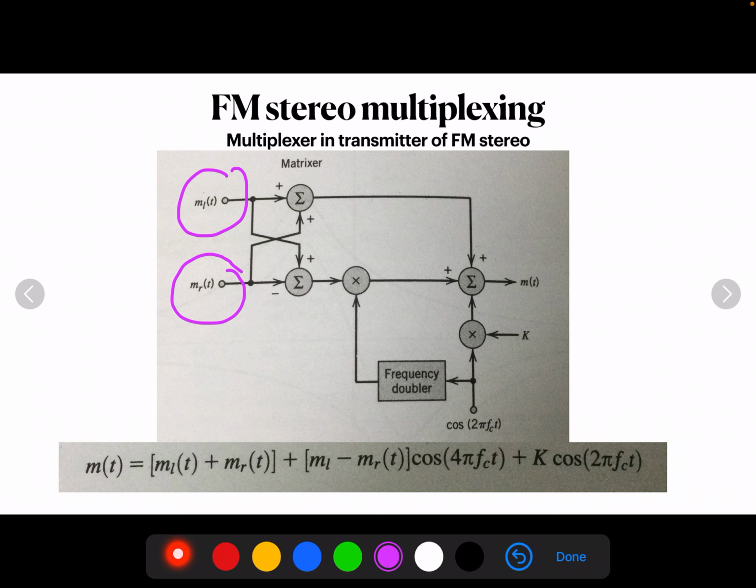The requirement for FM stereo multiplexing is that it should be compatible with monophonic receivers. It is used to send 2 different elements of a program so as to give a spatial dimension to its perception by a listener at the receiving end.